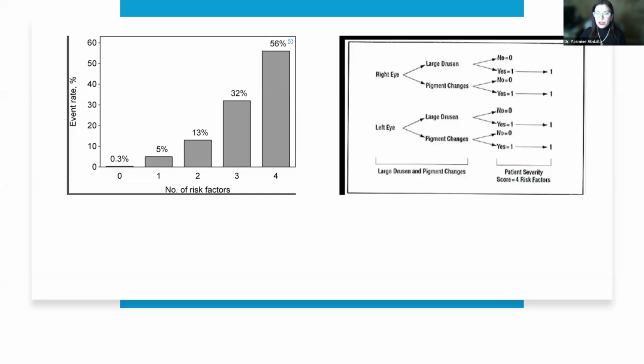For persons with no large drusen and only intermediate drusen in both eyes, this is counted as 1 risk factor. So here, that's a nice example. If a patient that you are seeing in clinic has large drusen in the right eye, yes, they score 1. Then pigment changes, yes, is another 1. So that's 2. And again, the same for the left eye. And then you calculate and you get your number 0 to 4.